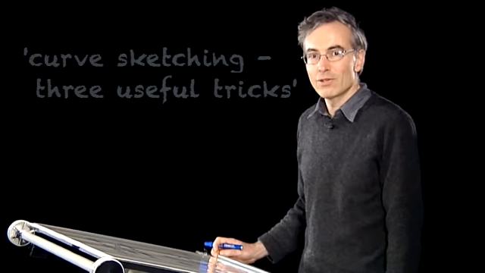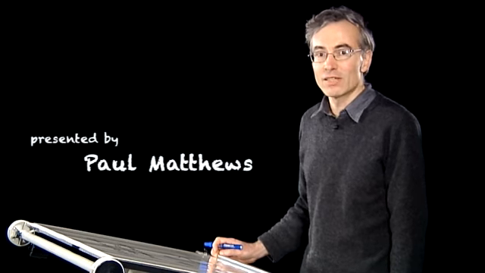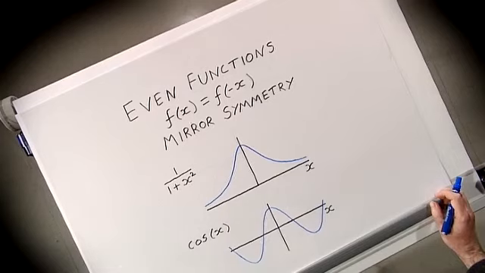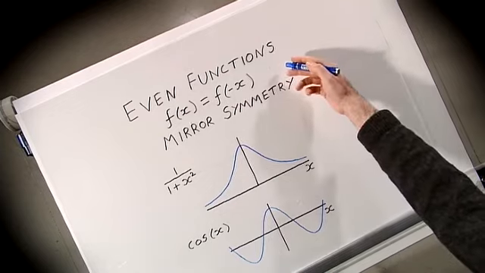In this video, we're going to look at three techniques for sketching functions. The first of these techniques is to do with the symmetry of the function. Now, there are two types of symmetry that a function might have. The first of these is a mirror symmetry, and a function with a mirror or reflection symmetry is said to be an even function.